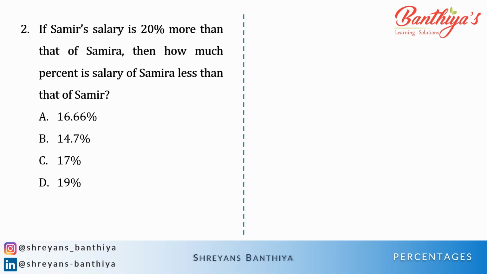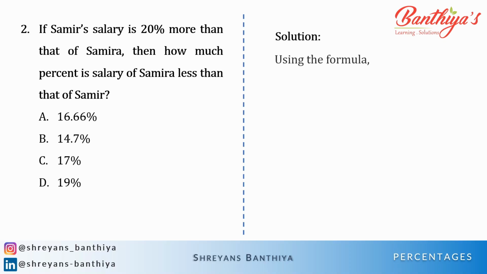If Samir's salary is 20% more than that of Samira, then by how much percent is the salary of Samira less than that of Samir? We have already seen this in the first chapter. Here the base changes. Here Samir's salary is 20% more than Samira's. Let's assume that Samira has earned 100 rupees. Then Samir would have earned 120. Now the difference is 20. 20 divided by 120 would be, yes, you got it right, 16.66%.